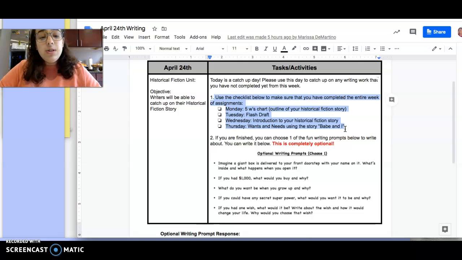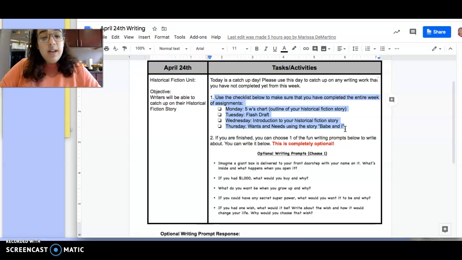And then on Thursday, you should have filled out that wants and needs chart using a story. You could have used The Babe and I. You could have used your own story. You could have used your reading independent book. It doesn't really matter what story you read, as long as you filled out that chart for wants and needs.